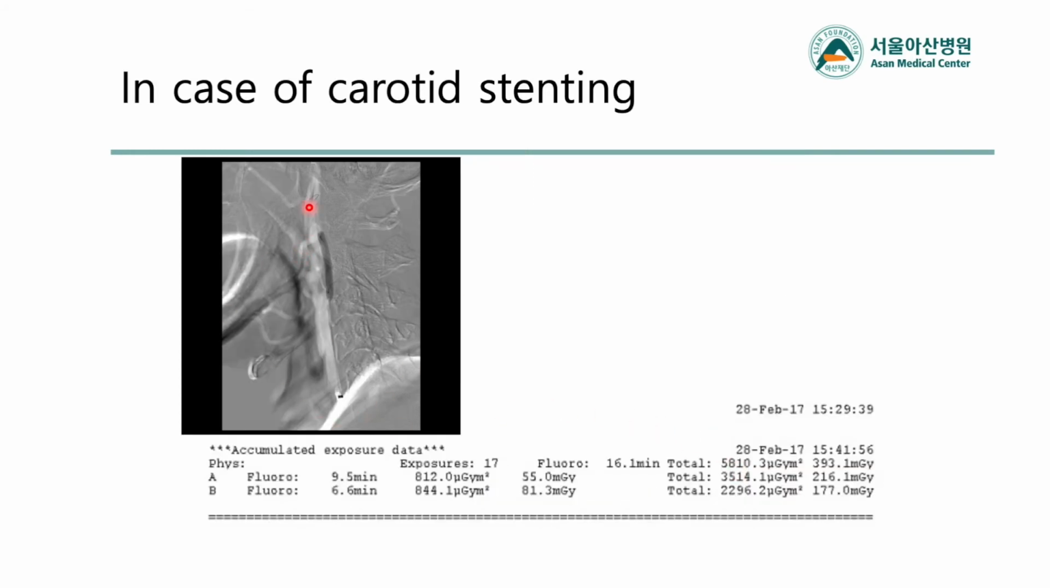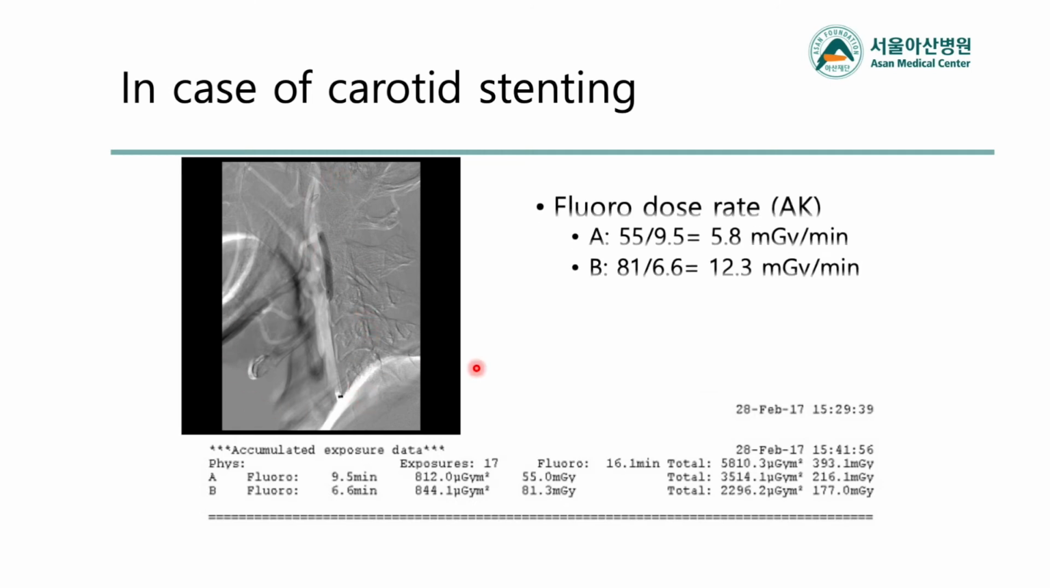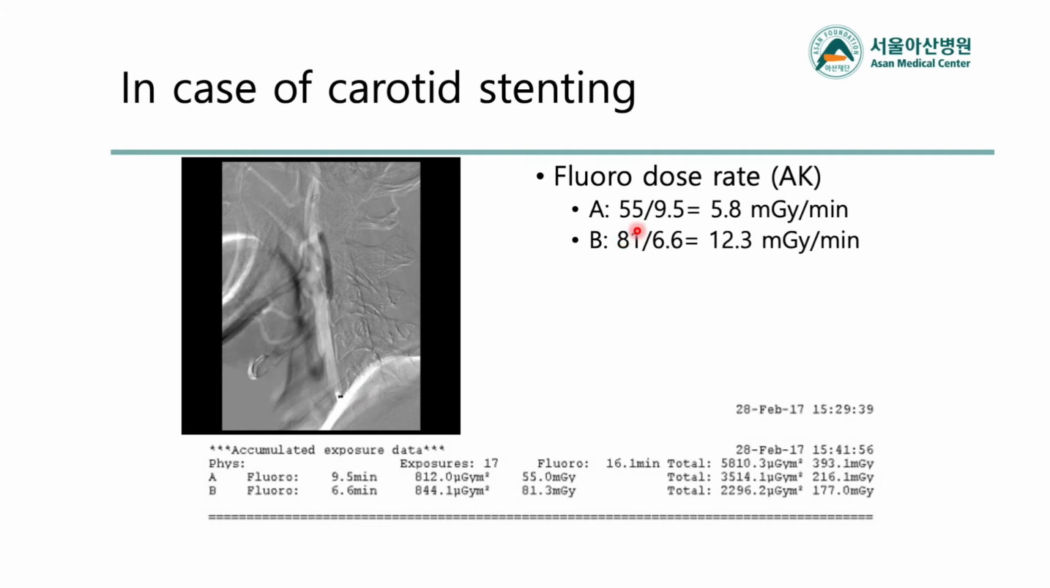In carotid stenting, we also prefer lateral projection. However, when you calculate the dose, the lateral projection is much higher. That is due to the overlapped shoulder density. A little bit of angulation here will help improve this problem.